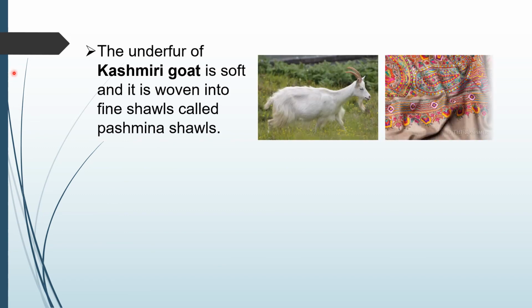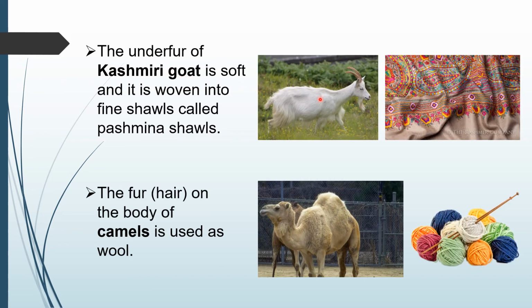The next source is the Kashmiri goat. This is the Kashmiri goat, and the under fur of the Kashmiri goat is soft, and it is woven into fine shawls called pashmina shawls. This is the very famous pashmina shawl from Kashmir. And the next one is the fur or hair on the body of camels, also used as wool. So camel wool is also taken for the production of wool. This is the camel and this is the camel wool.